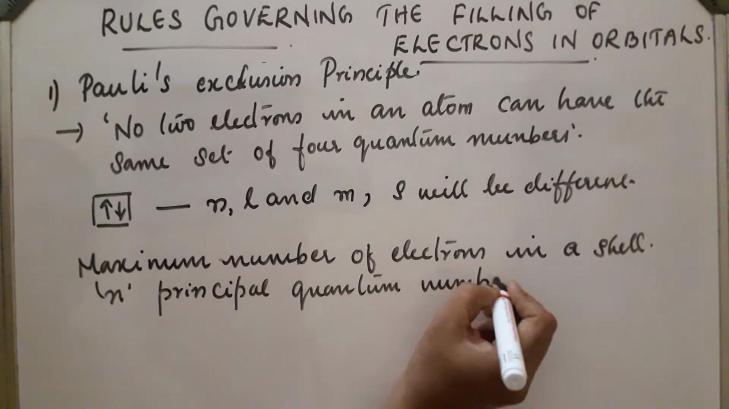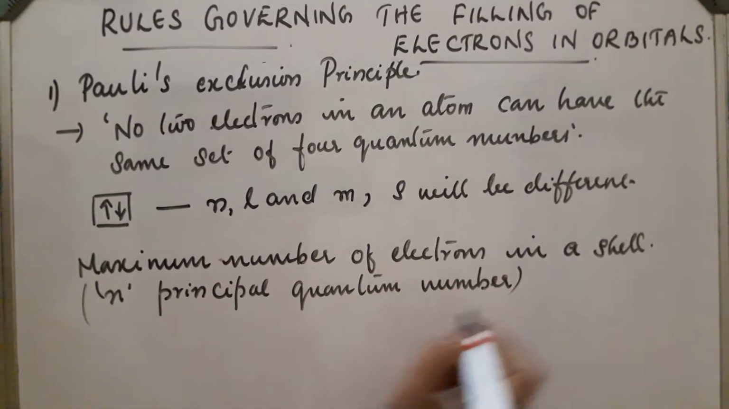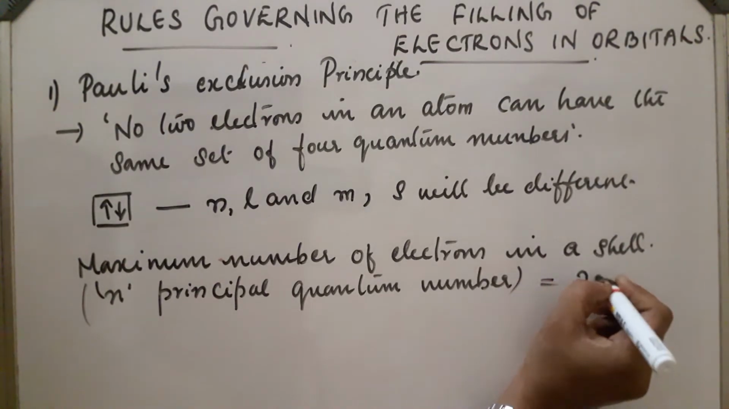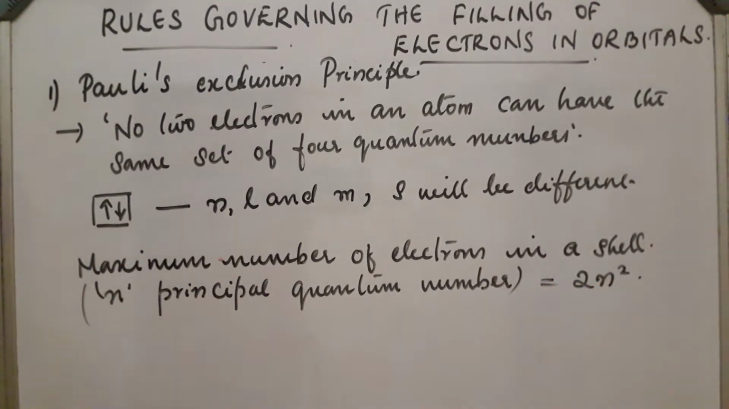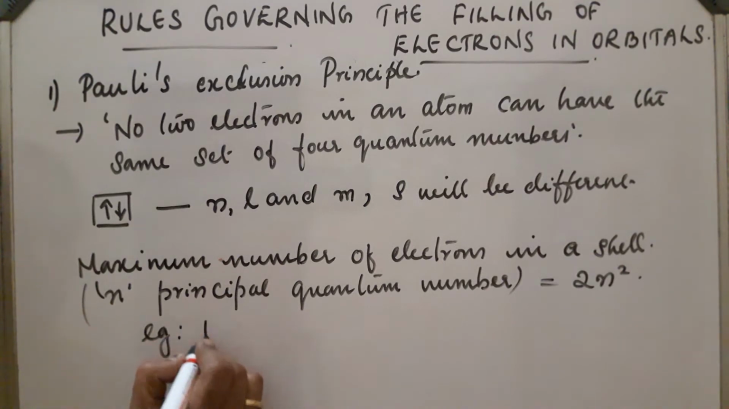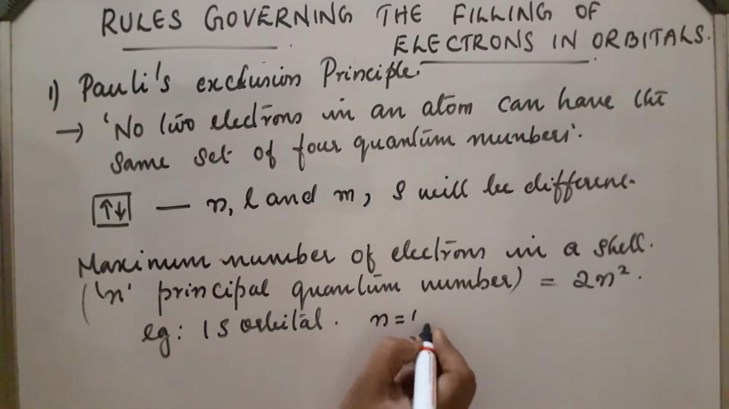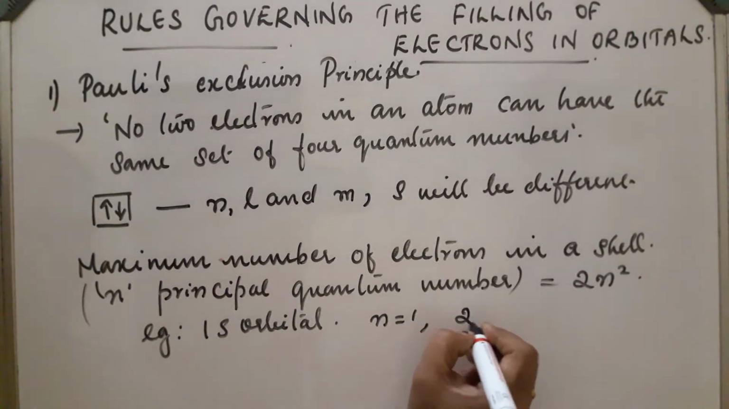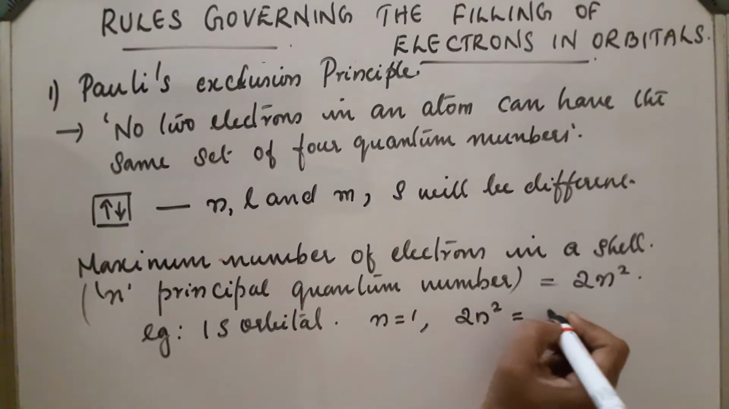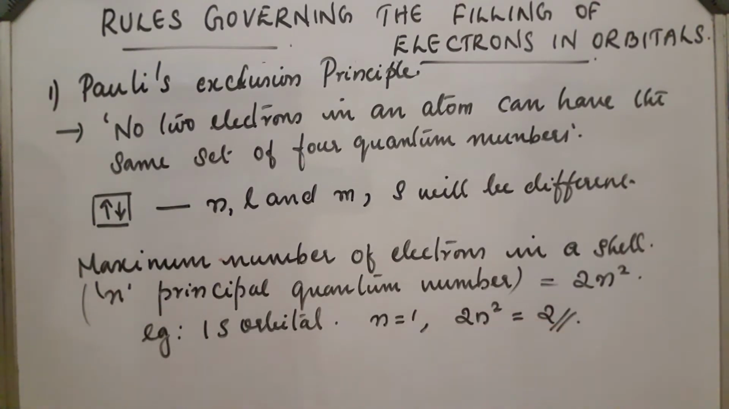So the maximum number of electrons present in a shell will be equal to 2n square. If we take an example, the 1s orbital, n is equal to 1. So the maximum number of electrons is 2n square, that is equal to 2. And we know the 1s orbital contains 2 electrons. Like this we can find the maximum number of electrons in a shell.